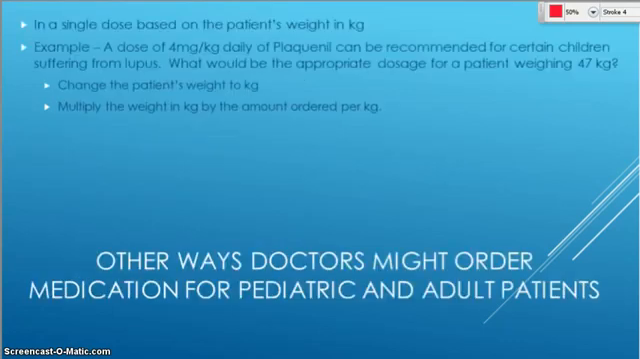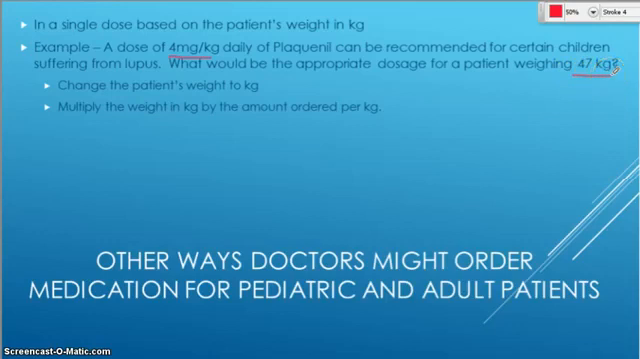So here's other ways that the doctors might order medication, and this goes for both pediatric and our adult population. They may order the medication in a single dose based on the patient's weight in kilograms. So here's an example of a dose of 4 milligrams per kilogram daily of Plaquenil that is recommended for certain children suffering from lupus. We want to know what would be the appropriate dosage for a patient weighing 47 kilograms.